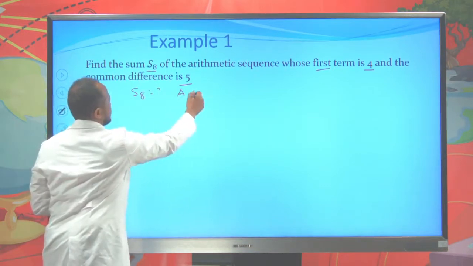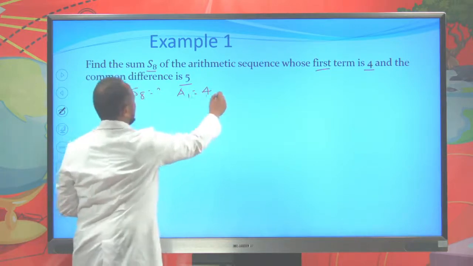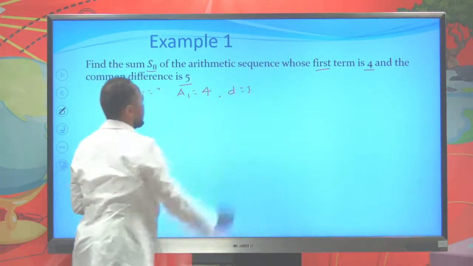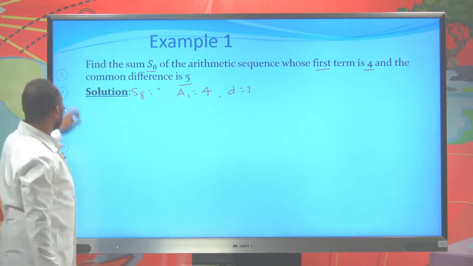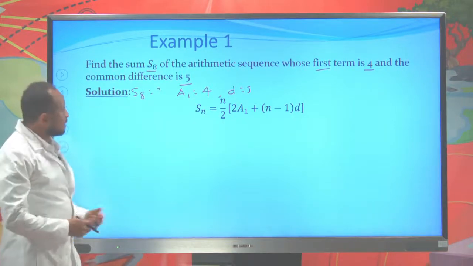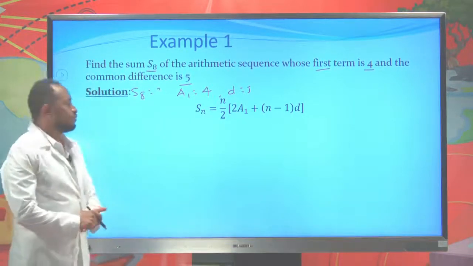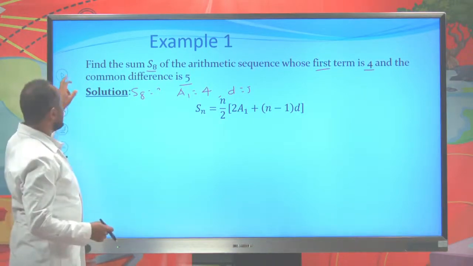A1 is given. How much is it? A1 is 4, and the common difference is 5. We need to find the sum of the first eight terms. So let's see how to do this. Applying this formula, Sn is equal to n over 2 into twice a1 plus n minus 1 times the difference.